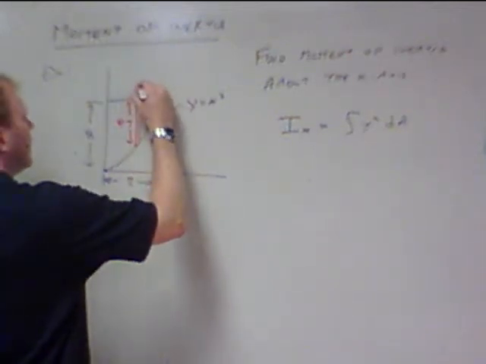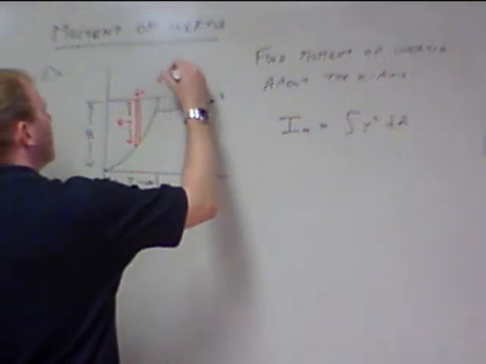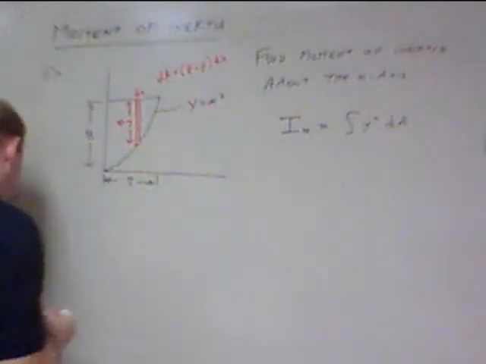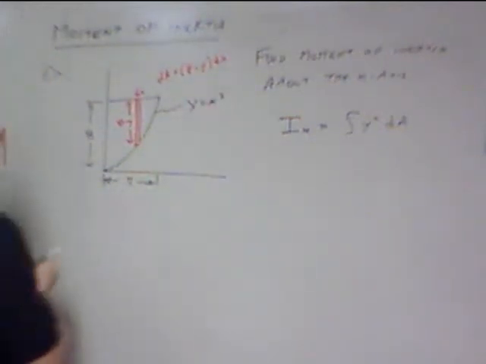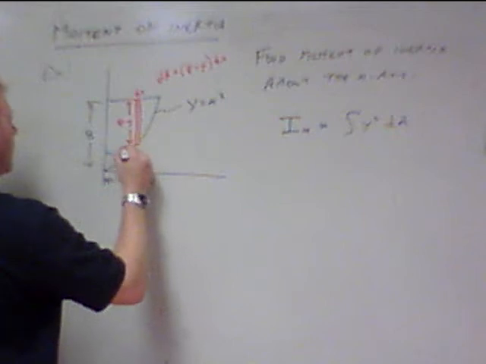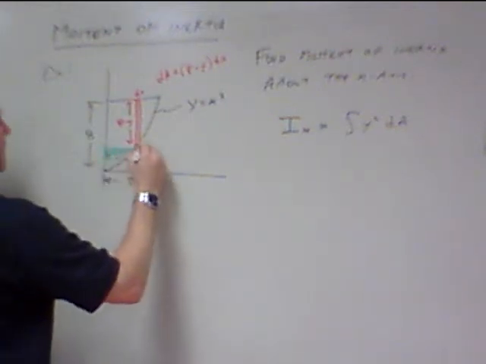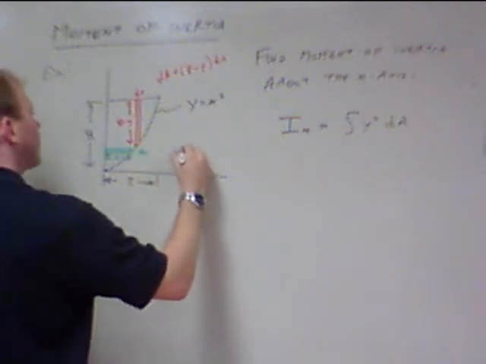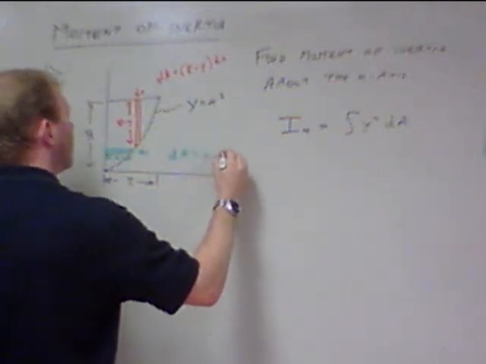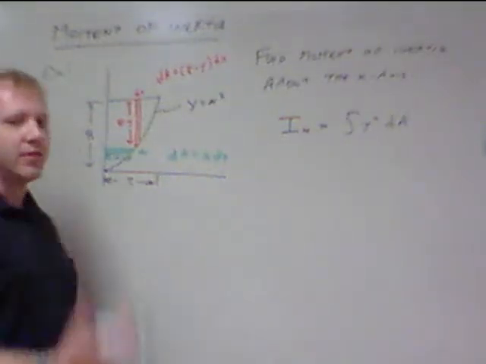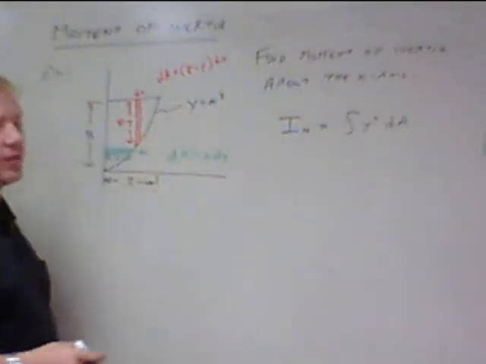And this distance would be dx, and we'd have dA equals (8 minus y) times dx. Or we could do a horizontal rectangle, in this case with length x and height dy, giving us dA is x dy. In this case we'd integrate over x, and in this case we'd integrate over y. Now, in centroid, you can choose either of these methods.